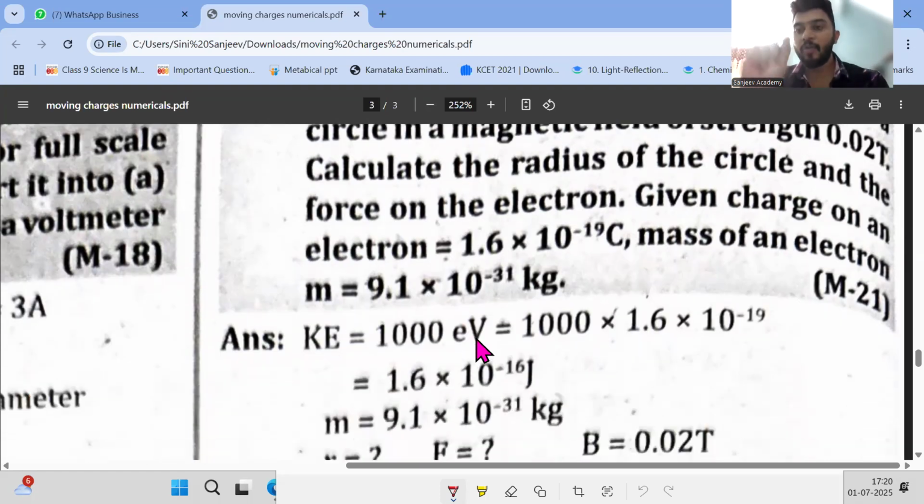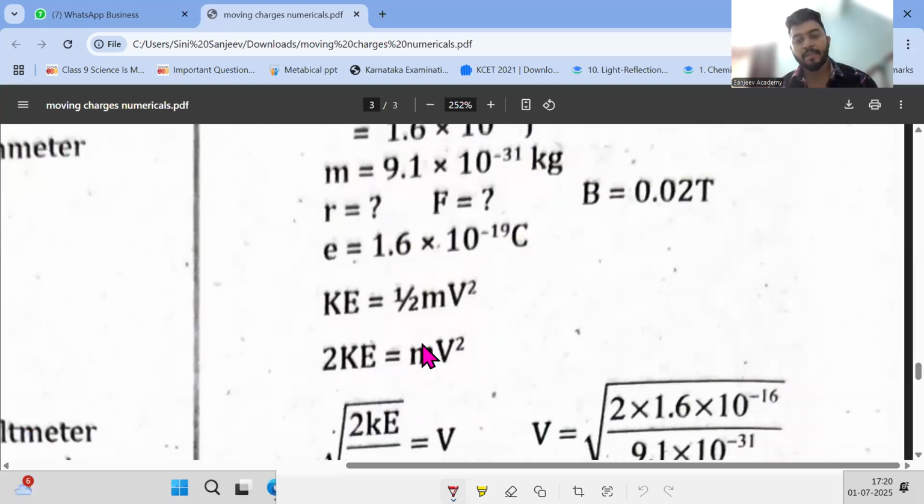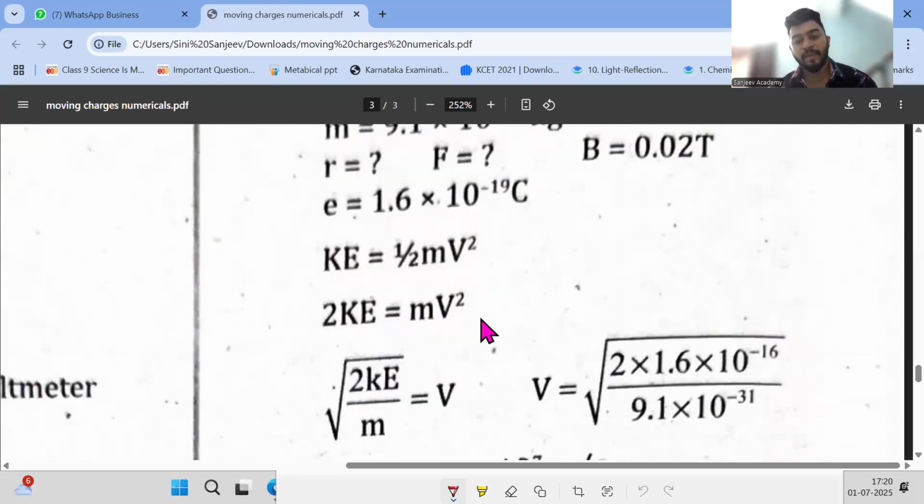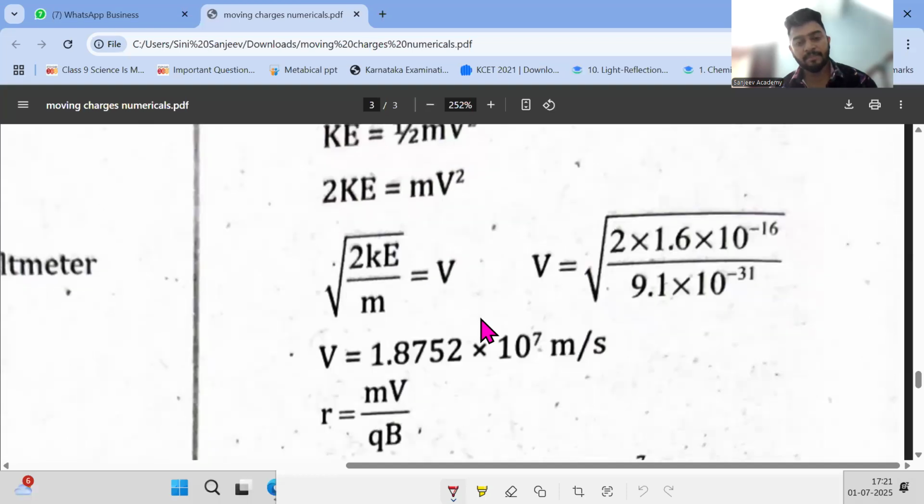Electron volt. How do we convert electron volt to joules? Multiply by the charge of an electron, 1.6 into 10 power minus 19. This is electron volt, this is joules. And kinetic energy, we know the formula, half mv square. So 2K is equal to mv square. So you find the velocity v from it. Substitute everything and we'll get it. That's all. Simple as that.